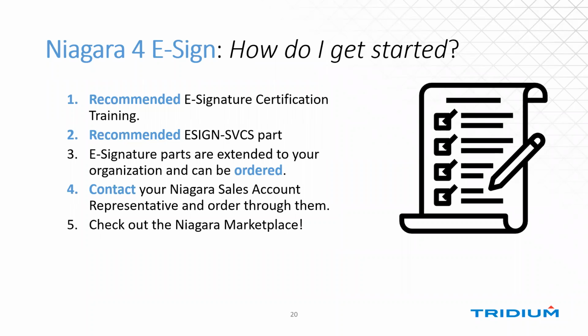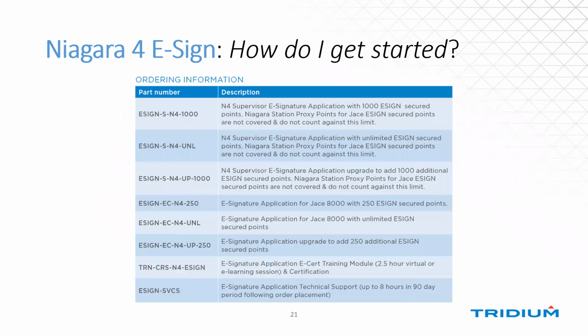So e-signature parts can be either ordered or they're extended to the organization that has a direct relationship with Tridium. If you want to, you can contact your Niagara sales account representative, order through them. And as I mentioned, it's also available on the Niagara marketplace. So many ways to get started. I included just some of the part numbers here as part of the slides, which will be distributed to everyone.